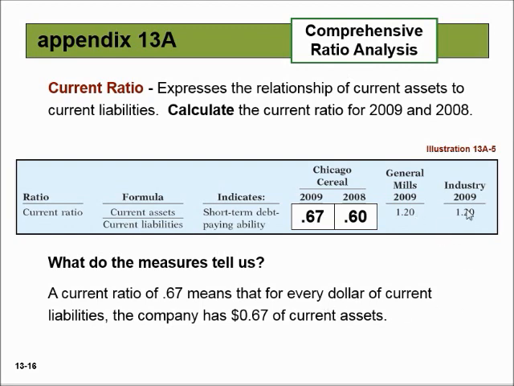You see General Mills and the industry, they have a current ratio of 1.2. It means for every dollar that they owe in the next year or operating cycle, they have $1.20 to pay it with. So Chicago Cereal got to do a little bit of work there.